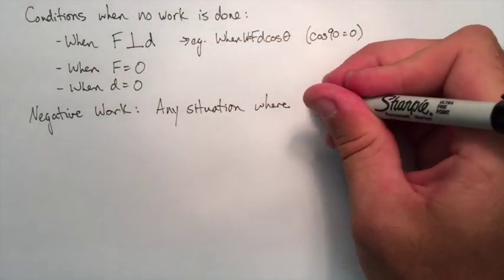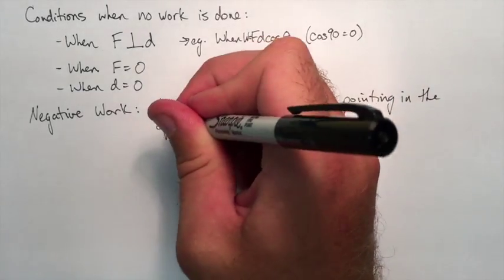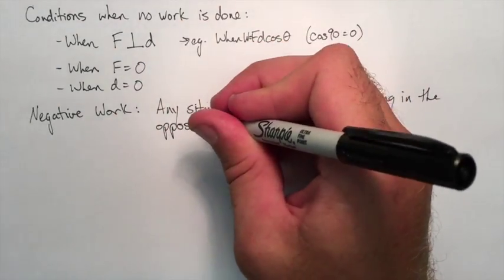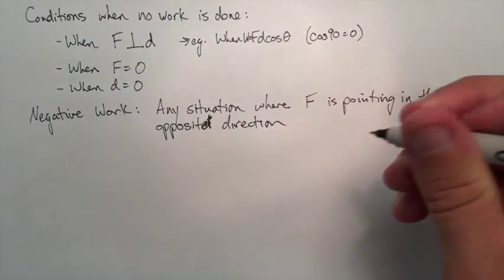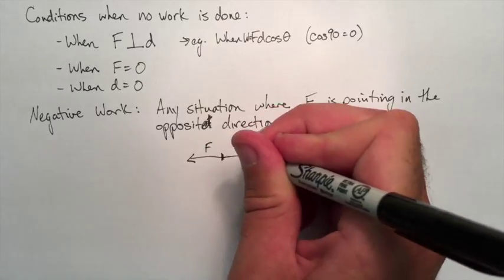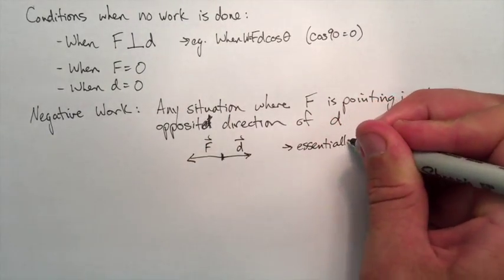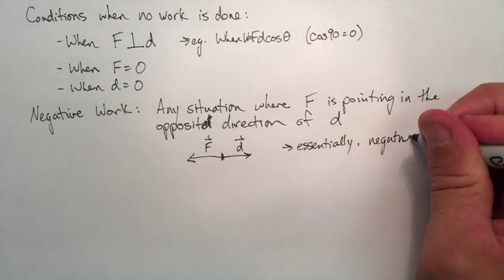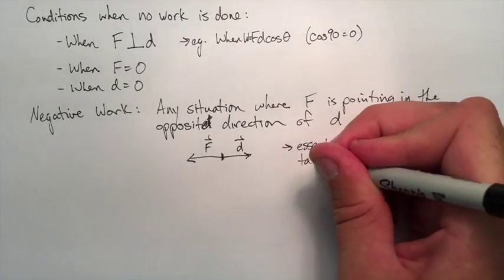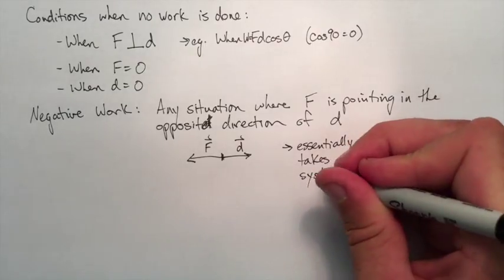We might also have negative work. So that's basically any situation where the force is pointing in the opposite direction of the displacement. So this is any case where you might have something slowing down. You'll have a forward displacement, but if you're putting on the brakes, then you have a force in the opposite direction. So really, that force is doing work to take energy out of the system. You're losing kinetic energy.